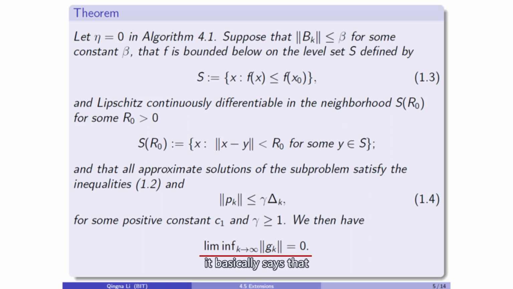It says that the iterates xk have a weak global convergence result. Notice that we have the limit and infimum, the two terms here. It means that we can find a subsequence of the gradient norm such that the limit is 0. So it is a weak global convergence result.